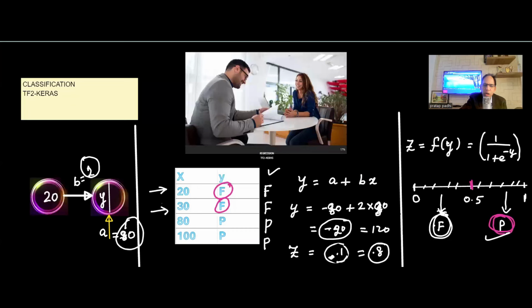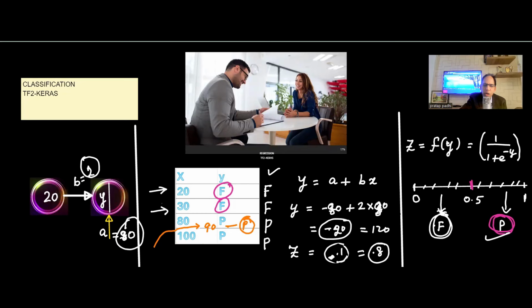Now, if you see the board here, what happened? We wanted to predict, if she demands 90 here, that is somewhere here, whether she will get the job or not. Now, with 90, it's passed. That means she will get the job. Now, you might be thinking, with less salary, she might get a job, and with more salary, she might not get a job. But that's not the case everywhere.